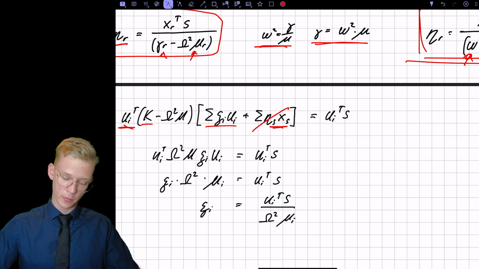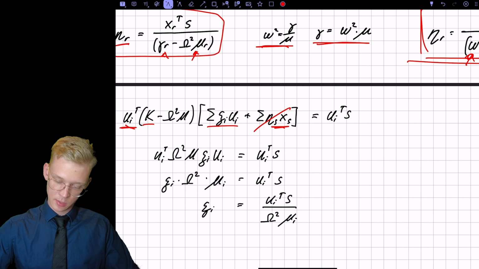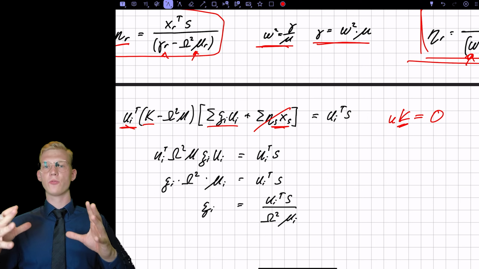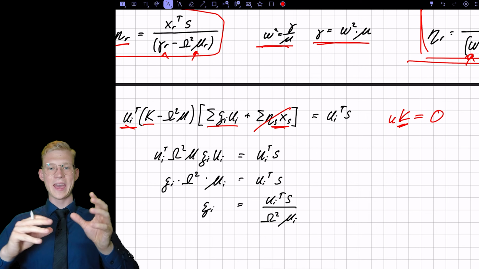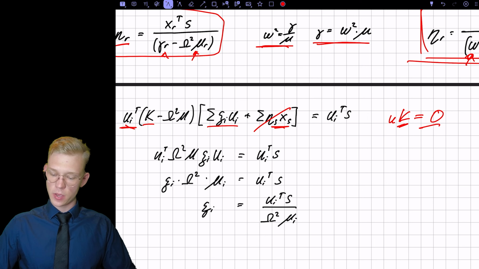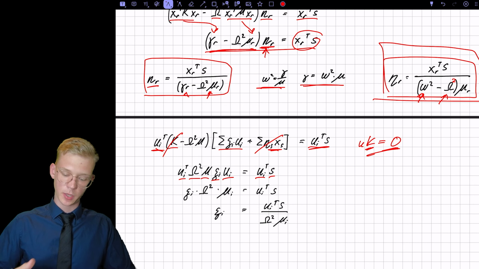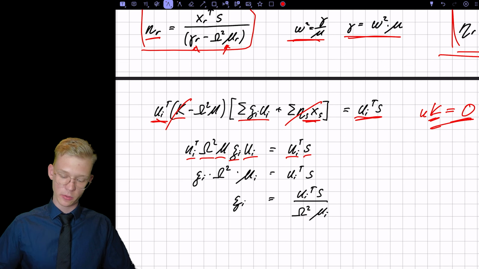But we have to remember that for rigid body modes, UK is equal to 0, because K is our stiffness matrix, and if we have a rigid body mode, we're not activating any stiffness. That's why we have 0 elastic forces. This is why K is also gone. We are left with U omega squared m times xc u and U transposed S, because if we pre-multiply on the left, we again have to pre-multiply on the right.